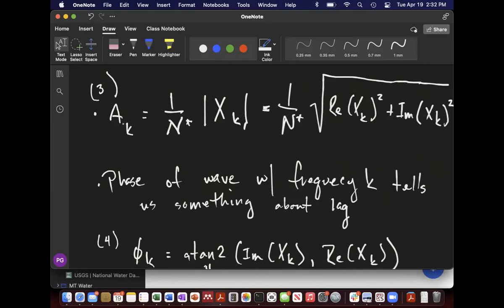We might be really interested if there's a component of this signal that's really strongly varying on a day-to-day basis, all right? We might be very interested if there's a strong component that's varying on a monthly basis or something like that. And so we do a lot of this kind of procedure where we're interested in what the major frequencies are that are contributing to our signal.